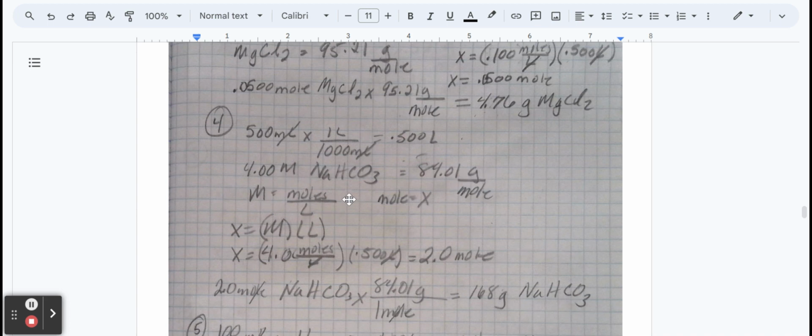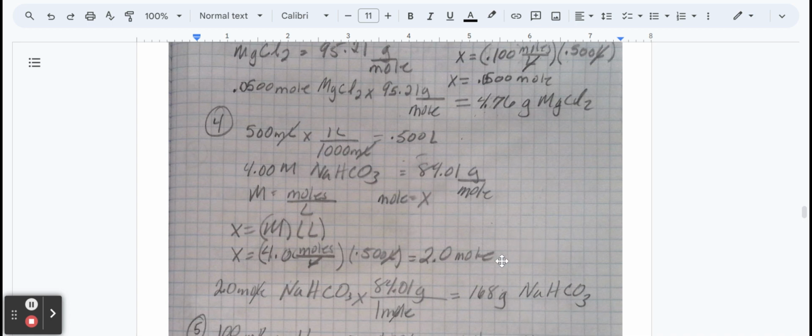Again, here is my molarity. I've expanded the units to show moles over liters. I'm going to use X as the variable to represent moles. So I get X equals big M times L, and then solving for moles, 4.0 moles over liters, multiplied by my liters, 0.500. My liter unit cancels, so I end up with 2.0 moles.